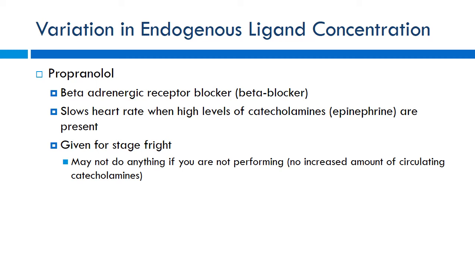So switching over to looking at the variation in the endogenous ligand concentration. A good example of this would be a beta blocker called propranolol. It's a very common one. This is going to be a beta adrenergic receptor blocker. So it's blocking those beta 1 receptors and beta 2 receptors, but primarily kind of stopping that on the heart.